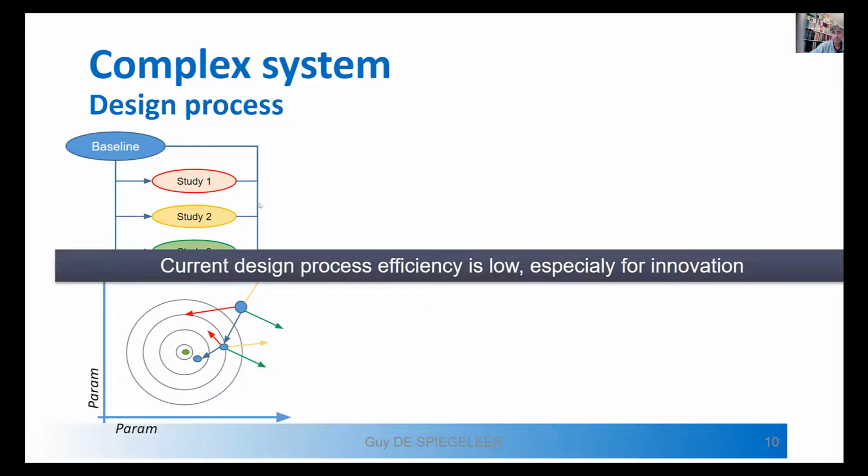And why? Because the efficiency of this iteration process is quite low. And it's especially low when you consider innovative systems where you have the risk to have people that provide you with directions that are drastically different. And that's an issue for innovative design.